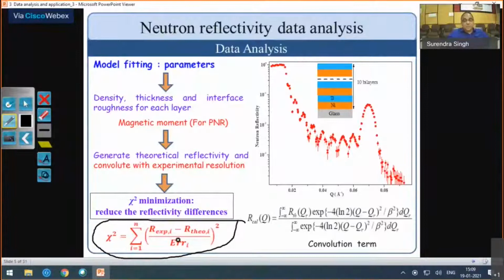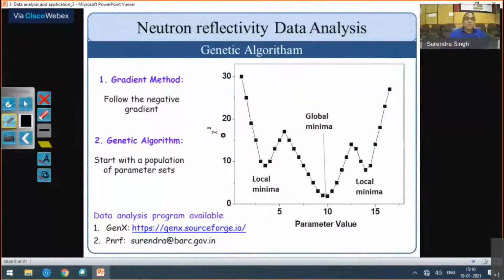And you minimize this. What does it mean? You are making this difference small: you do iterations, changing the parameters, and achieve the minimum difference between the experimental and theoretical reflectivity pattern. Suppose you have one parameter, say thickness, and the chi-square. These vary like this.